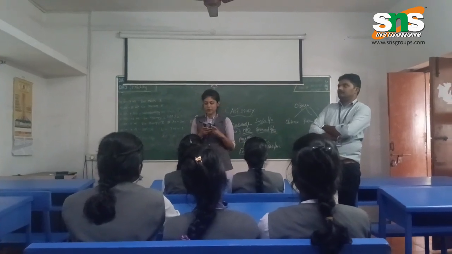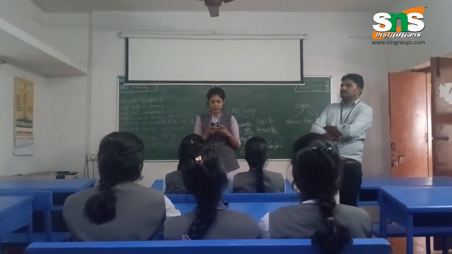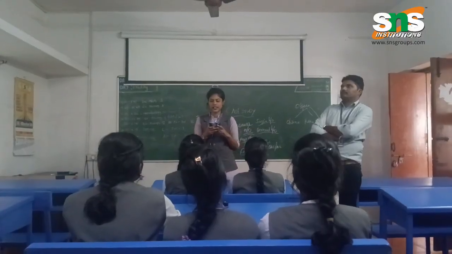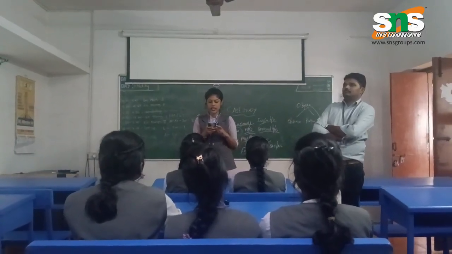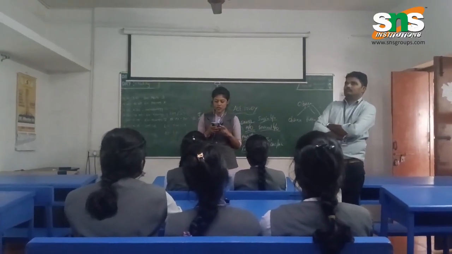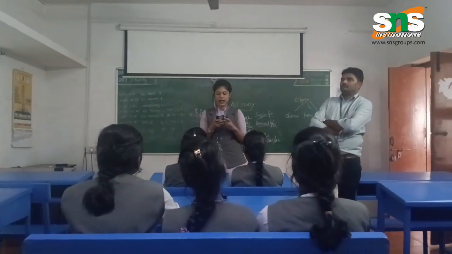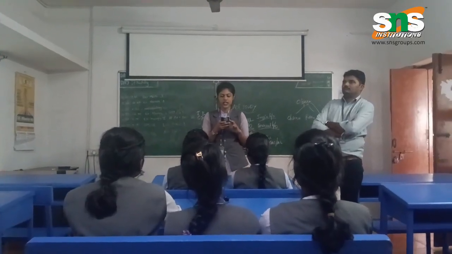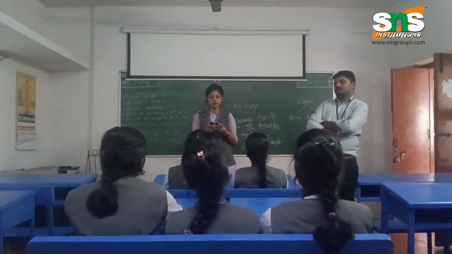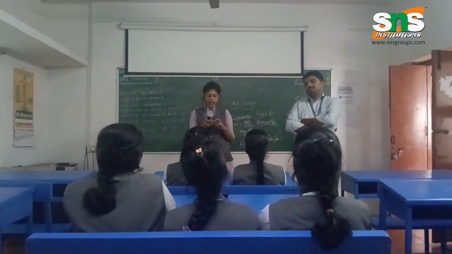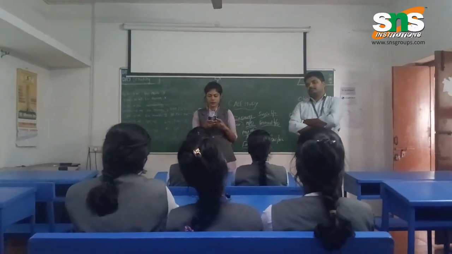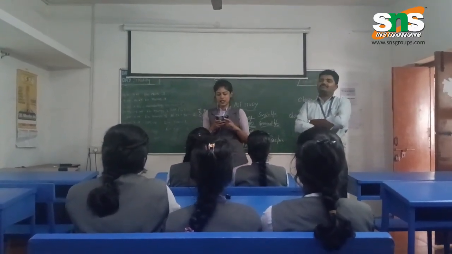11th question. Tennis elbow affects which muscle origin? Option A, common flexor origin. Option B, flexor extensor origin. Option C, biceps tendon. Option D, triceps tendon. Correct. Common extensor origin.